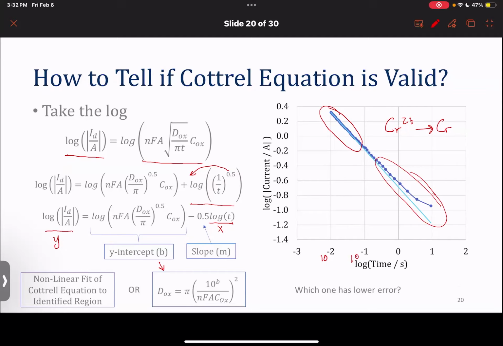The nonlinear fit is a better way to do it because it likely results in lower error, because whatever error I have on my y-intercept, it's being exponentially increased because to transform it to calculate the diffusion coefficient, I have to do 10 to my y-intercept.